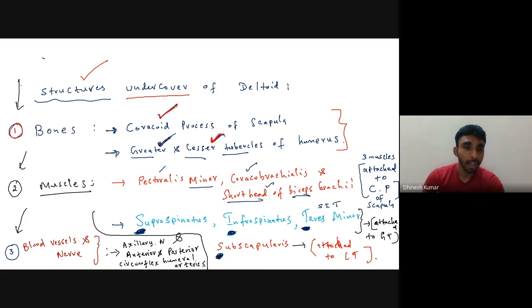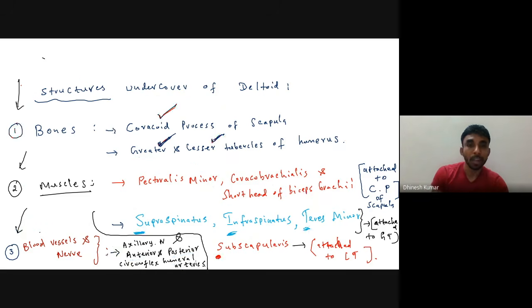Then coming to the blood vessels and nerves which are under cover of deltoid. You know the surgical neck of humerus, right? What are the blood vessels and nerve which wind around the surgical neck of humerus? Yes, the nerve is axillary nerve, and the blood vessels are anterior and posterior circumflex humeral vessels or arteries. I hope you are clear about the structures under cover of deltoid. Some other structures may be given in your textbooks, but these are the main structures: bony landmarks, muscles, blood vessels, and nerves.